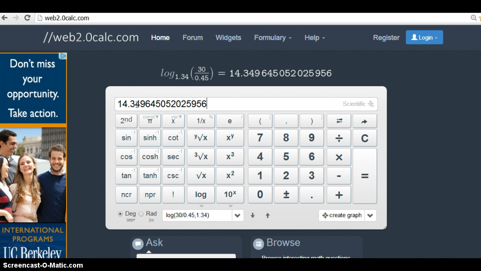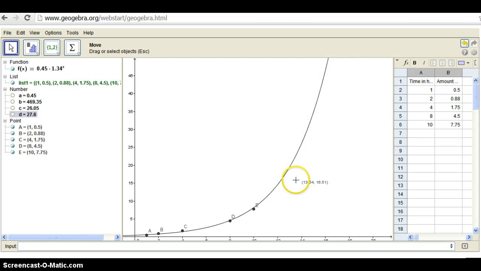14.34 hours. So about 14 1/3 hours to reach 30 inches. If we look back at the graph, we did say, remember, it was close to 14 because we had tried those two values, 14.0 and 14.2.